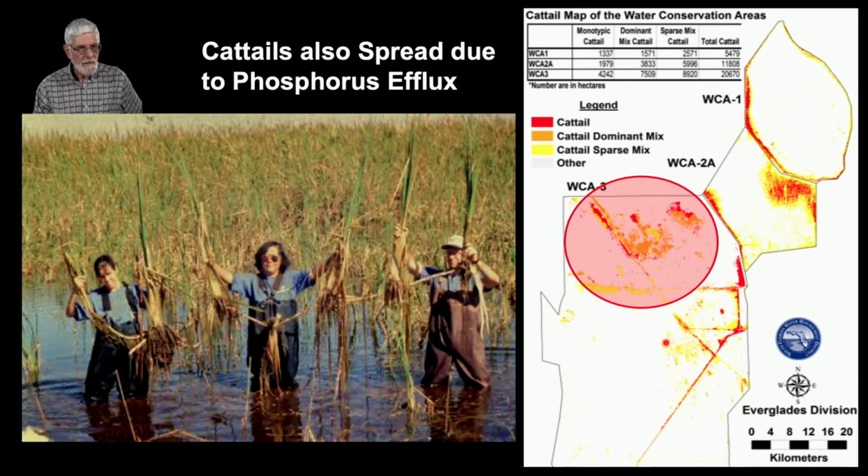But what we have noticed, we haven't been able to map it yet, but we think even internally within the system, as tree islands drown and disappear, the high phosphorus habitats are leading to cattails in the middle of the Everglades.